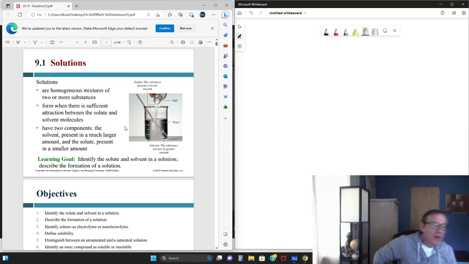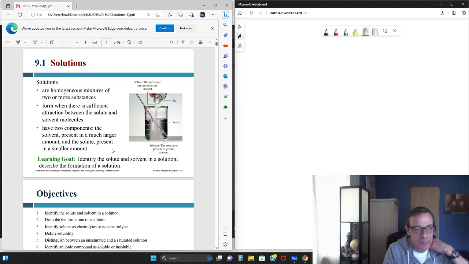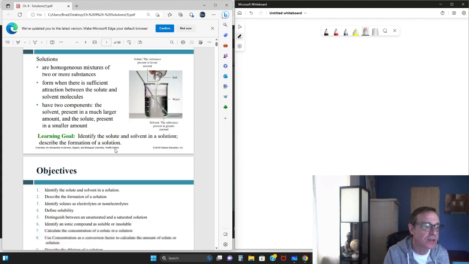Okay, so solutions are mixtures of two or more substances. We generally think of solutions as being liquids, but they can also be gases. That's what I tell you. There are crossovers between gases and solutions.